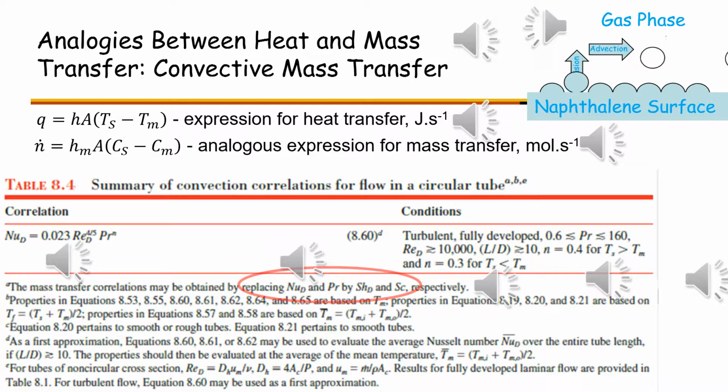The Sherwood number, that replaces the Nusselt number, contains the mass transfer coefficient, h_m, which is in the mass transfer equation. Instead of the thermal conductivity, in the Nusselt number, you have the diffusivity, in the Sherwood number. For the Schmidt number, nu is the kinematic viscosity, which is viscosity divided by density.